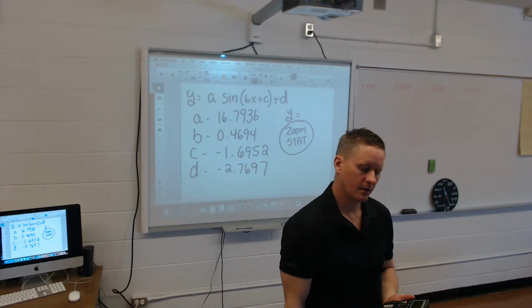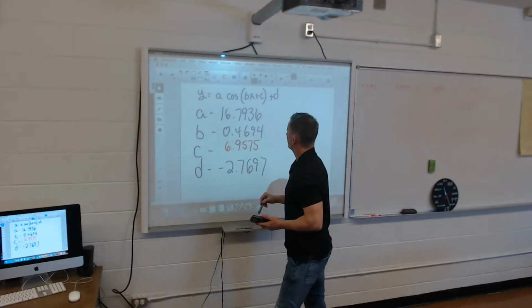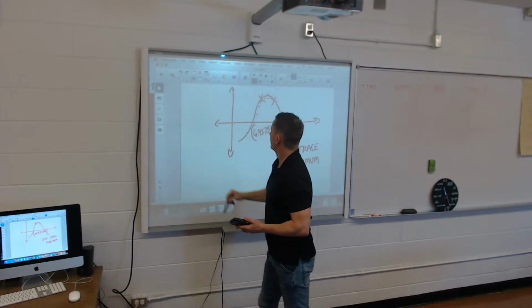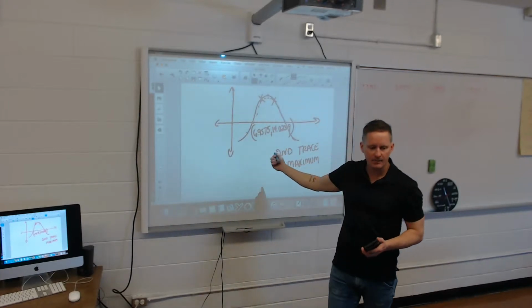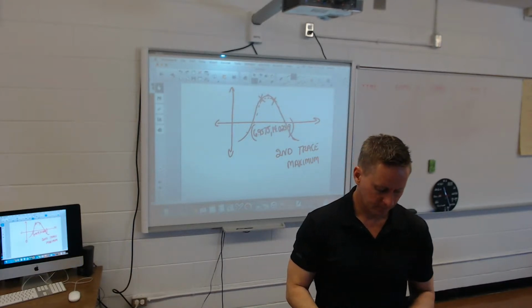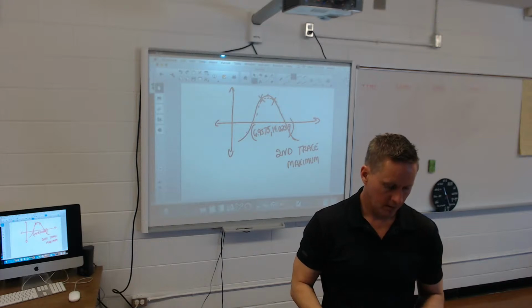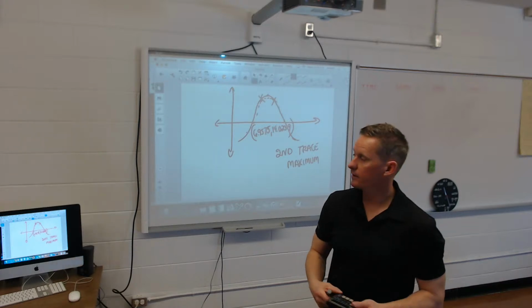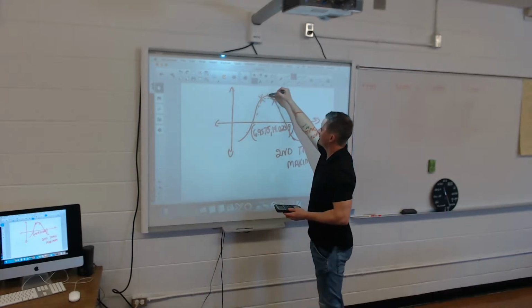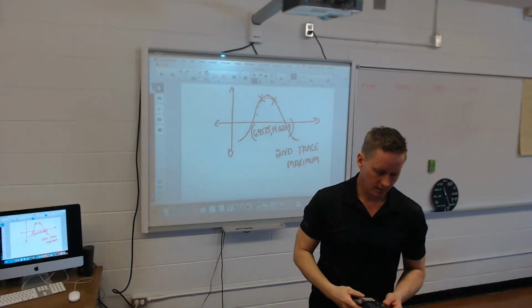Okay. Okay, so now that that worked, let's try and find our maximum value. So go second function trace, maximum. Make sure your left bound is to the left of that point, your right bound's to the right of that point, and then hit enter. Okay?